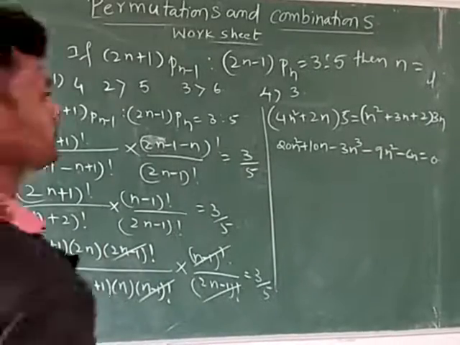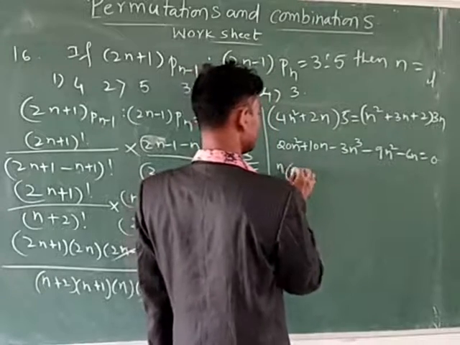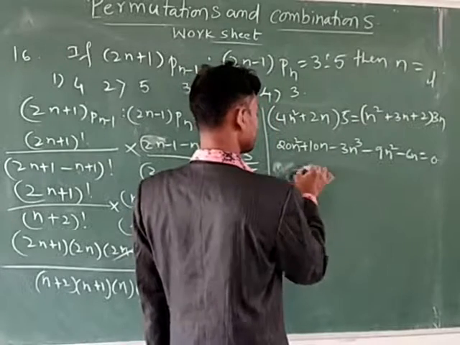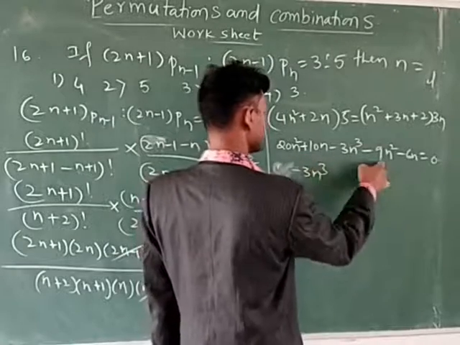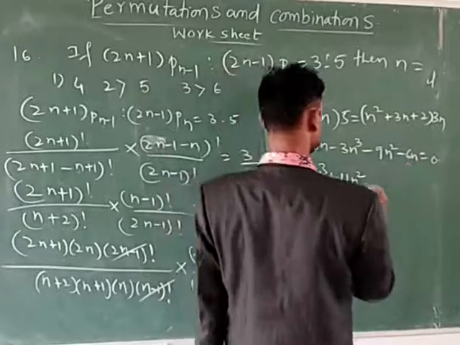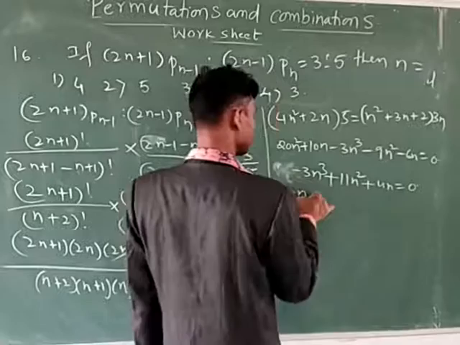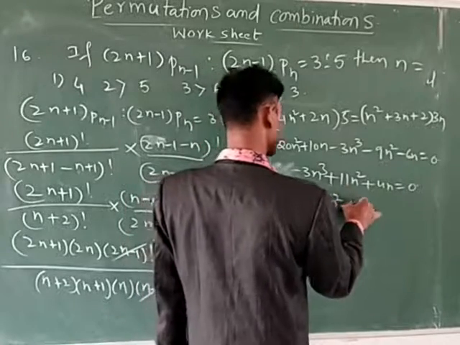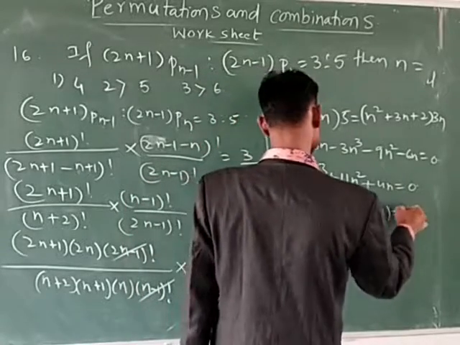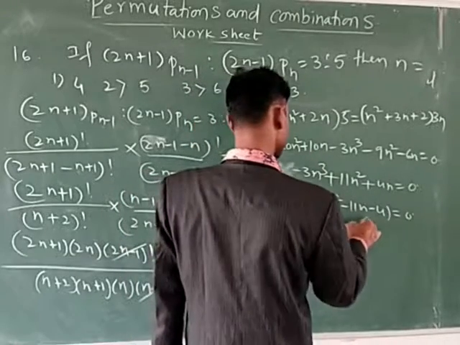Now take n common. First write minus 3n cube, next 20 minus 9 plus 11n square, and 10 minus 6 is equal to 4n, is equal to 0. Now take n out: 3n square minus 11n minus 4 is equal to 0. Then 3n square minus 11n minus 4 is equal to 0.